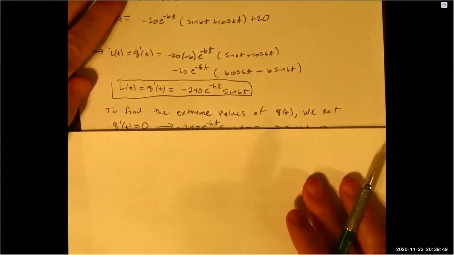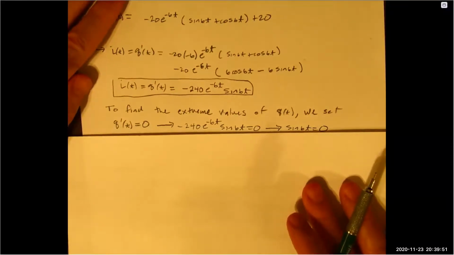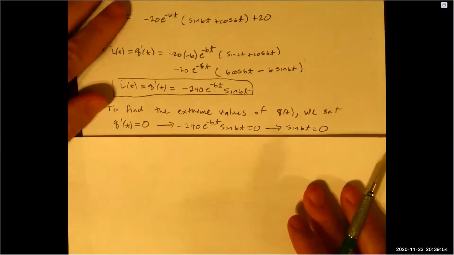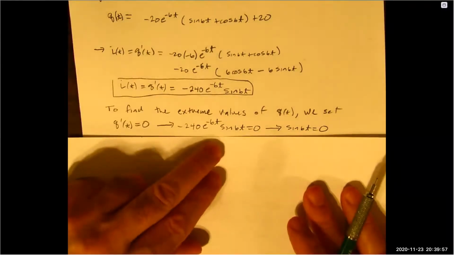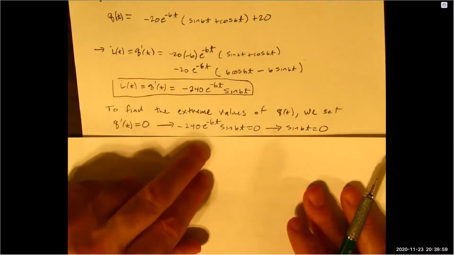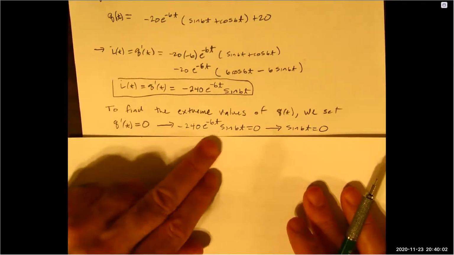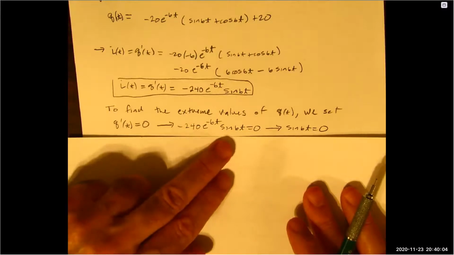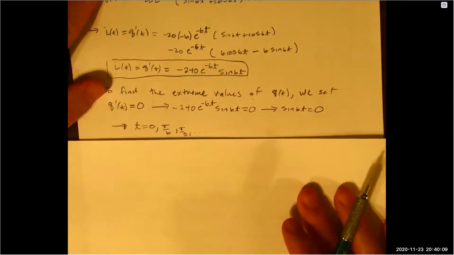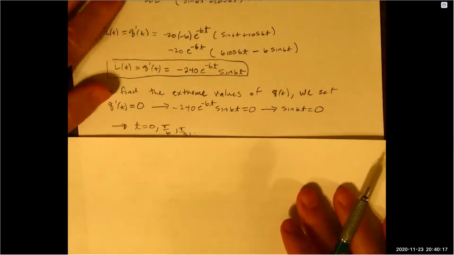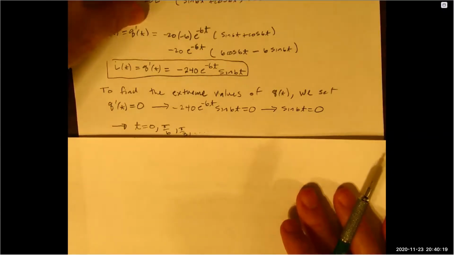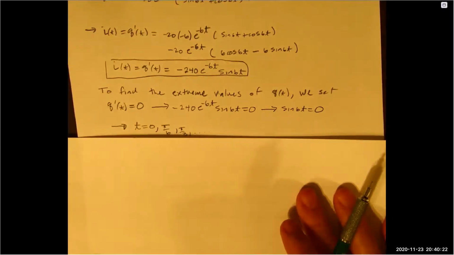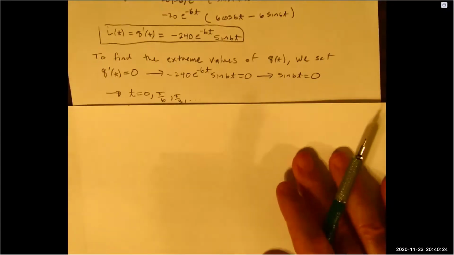So to find the extreme values of q of t, we're going to set q prime of t equal to 0. If we have this expression equal to 0, we know that the minus 240 e to the minus 6t can't be equal to 0. So that means that the sine of 6t has to be equal to 0. That's going to occur when t is equal to 0 or pi over 6 or pi over 3, etc. We're going to have an infinite number of values, but we need to find the maximum value of the charge.